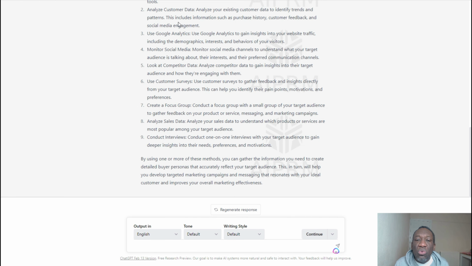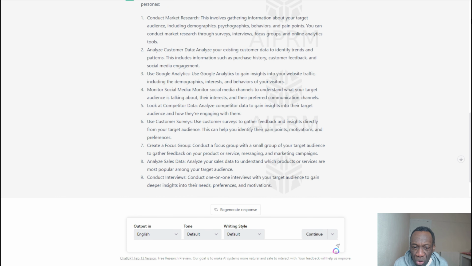It makes you have an idea of who to target and what to tell the audience that you're actually targeting in relation to the product or service that you have. Now, let me just pick one of these to flesh out more. So conduct market research. This involves gathering information about your target audience, including demographics. Okay, this, that, and the other.